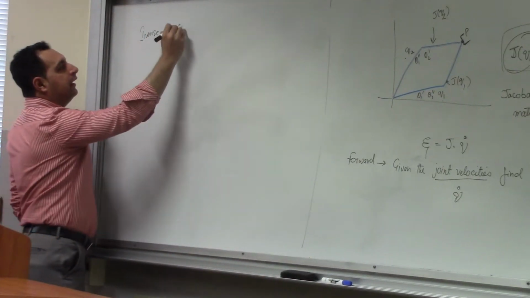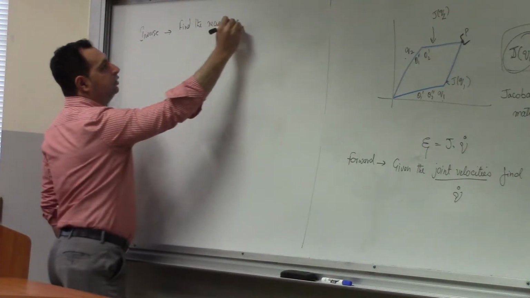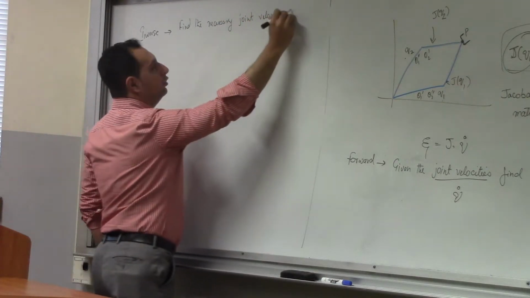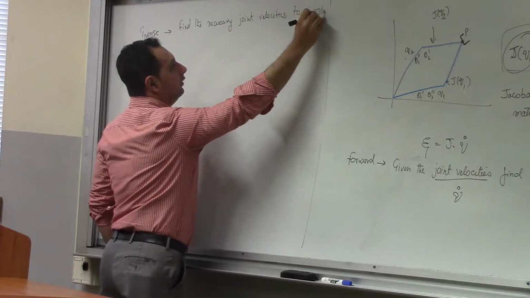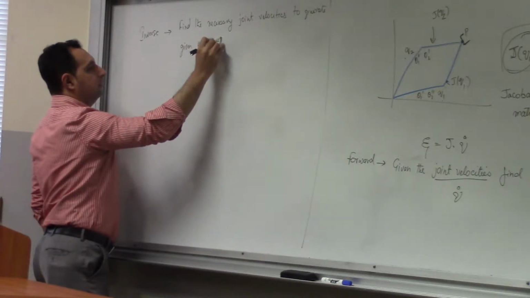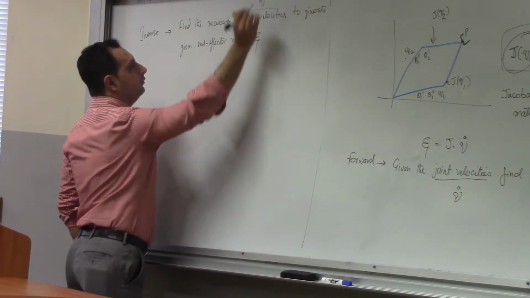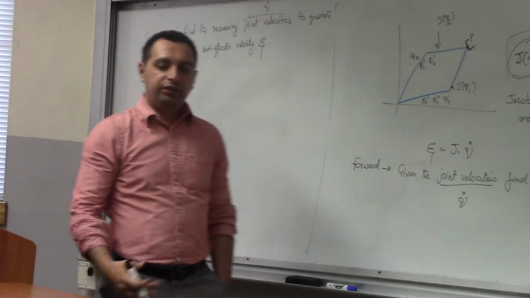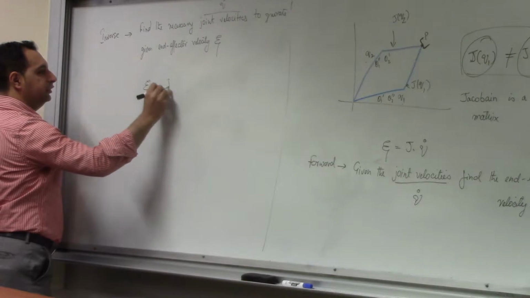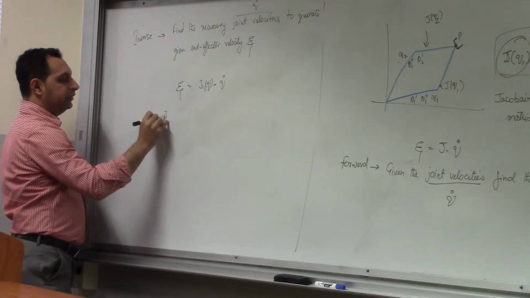Okay, the inverse is find the necessary joint velocities to generate a given end effector velocity. Okay. So you are given eta, you need to find q dot. So how do we do that? We just take the inverse of the Jacobian here. We know that eta is equal to J of q times q dot. So we'll multiply this by the inverse.